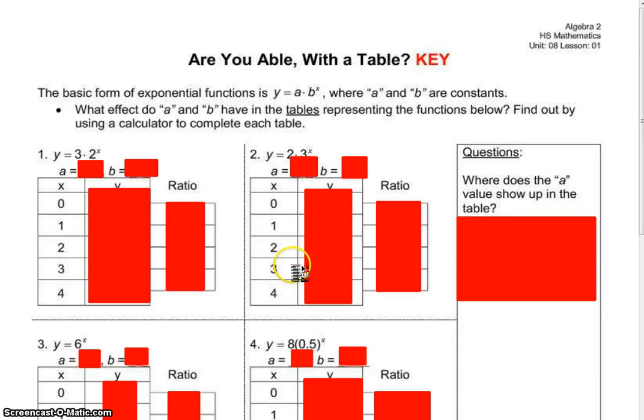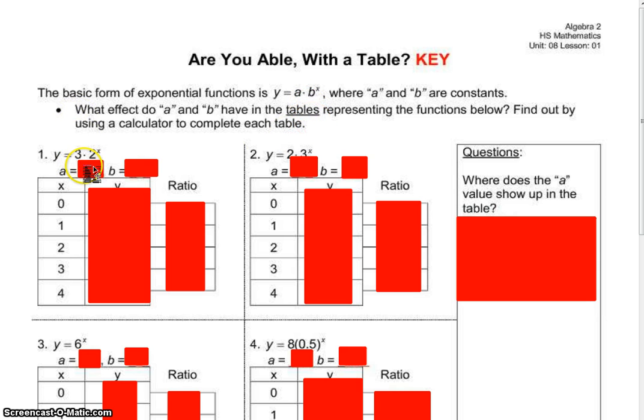This is for Algebra 2. This is the money assignment. For the first page, we're looking at the basic form of exponential functions being y equal a times b to the x. A and b are both constants. We want to know what effect they have in the tables.